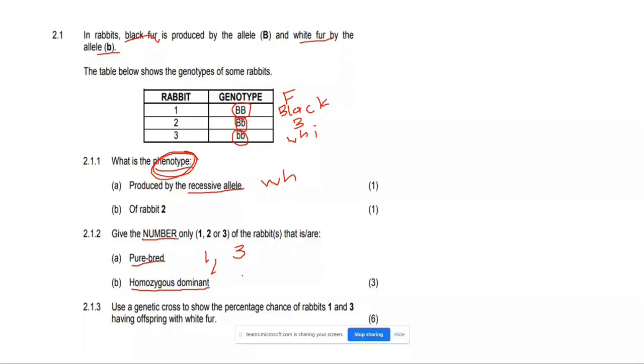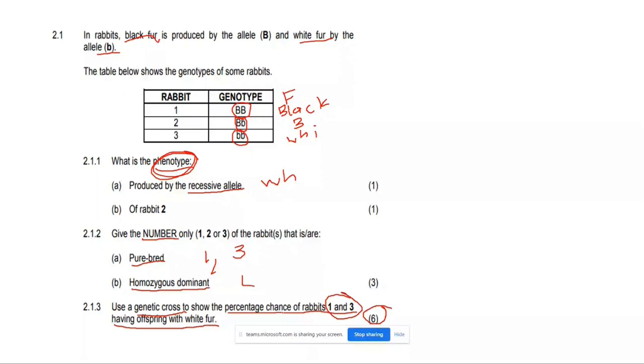And then here we go. Use a genetic cross. 6 marks, always for a cross. But what must you show? The percentage chance of rabbits 1 and 3 having offspring with white fur. So what should my genetic cross be? It must be with rabbit 1 and 3. And this is a compulsory mark because I must show the percentage chance. And we will get to that one now.